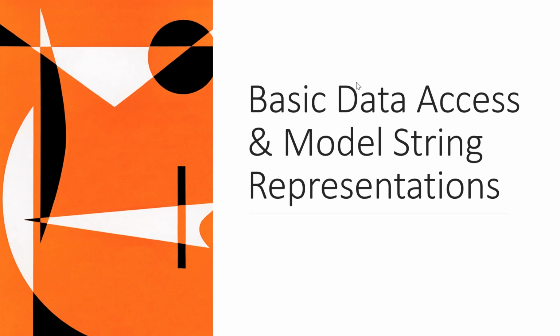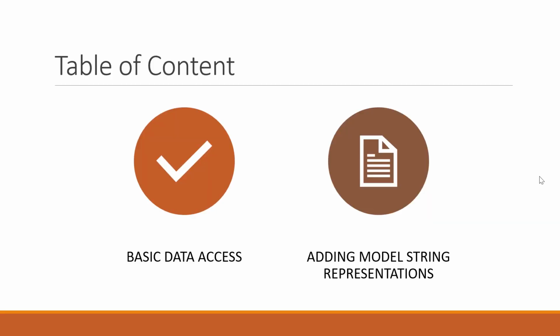Moreover, we have also discussed how we can reflect changes in our database. Now, we will take a step further in this tutorial series and discuss some of the basic data access methods that we can use in Django, and we will also understand the need for model string representation in Django. We will start this video by discussing some of the basic data access methods, and then we will understand the need of adding a string representation, and discuss the steps of how we can add a string representation for our model.